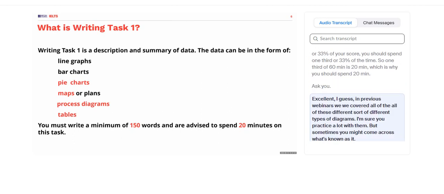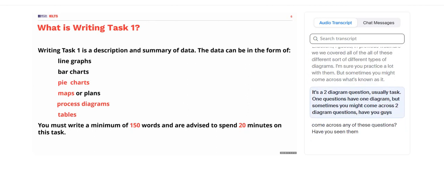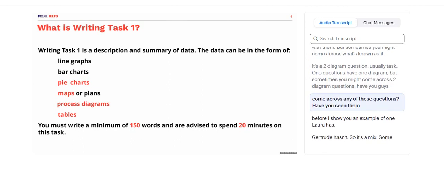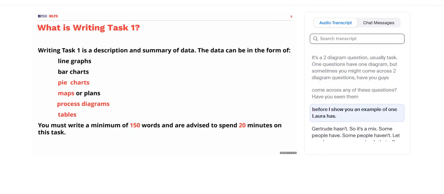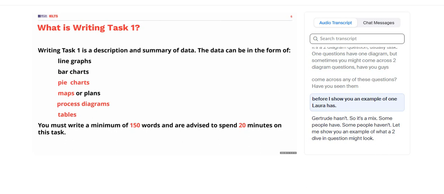Excellent. Now, guys, in previous webinars, we've covered all of these different types of diagrams. I'm sure you practiced a lot with them, but sometimes you might come across what's known as a 2-diagram question. Usually, task 1 questions have 1 diagram, but sometimes you might come across 2-diagram questions. Have you guys come across any of these questions? Have you seen them? Before I show you an example of one, Laura has.